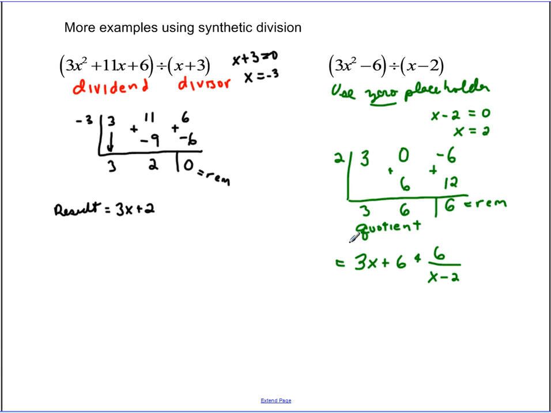All right, so this is a couple more demonstrations of using that synthetic division. More in the next video.